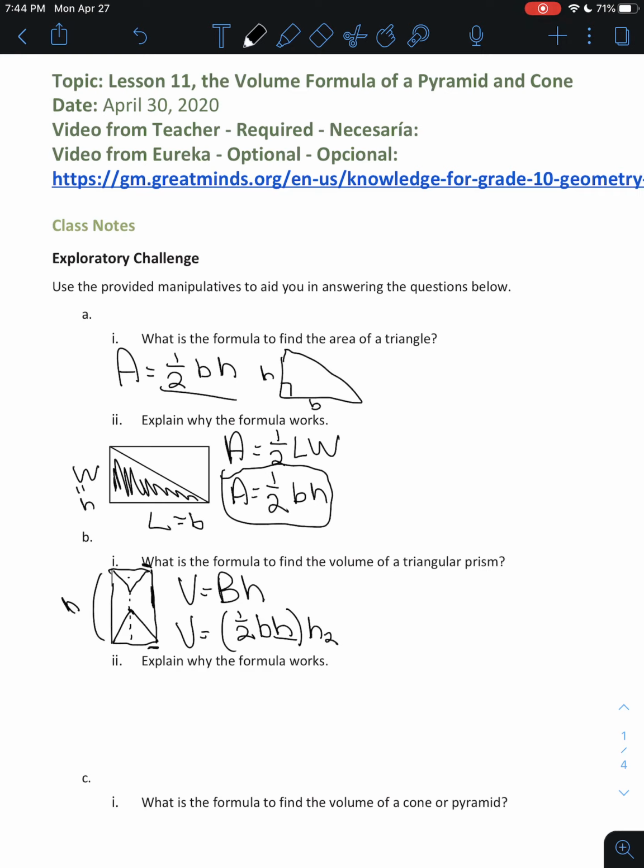Well, let's say instead we look actually at a cylinder. That might be a little easier to see. So cylinder, if you remember, was something like this, right? And again, for any 3D shape, volume is going to be base times height.